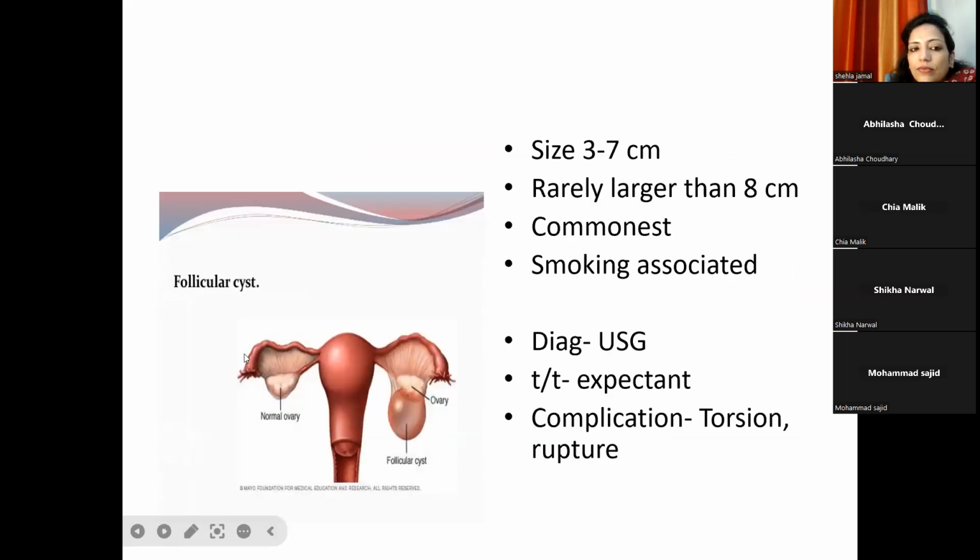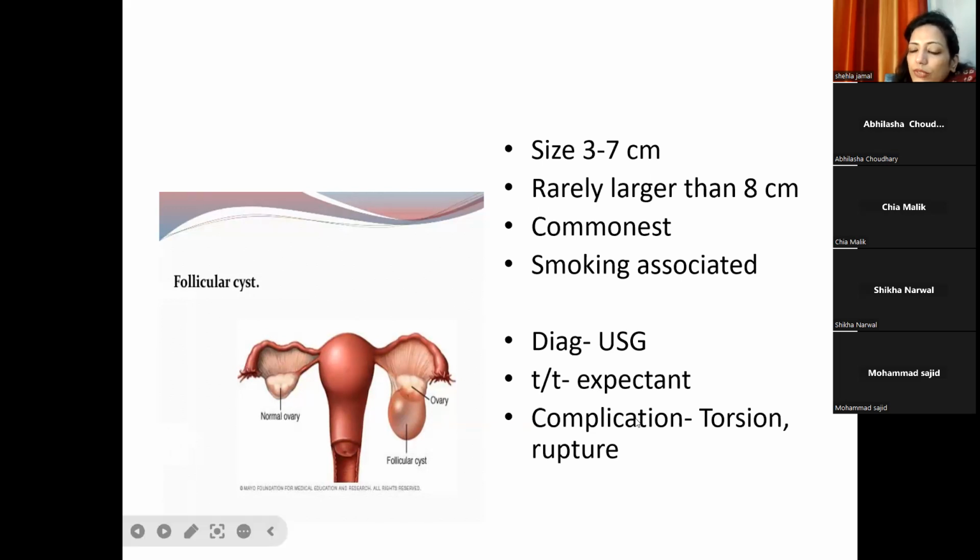सो व्हाट आर द फीचर्स ऑफ फॉलिकुलर सिस्ट? ये 3 to 7 सेंटीमीटर तक ही होंगी, rarely larger than 8 centimeter. These are the commonest in frequency, and they are associated in people who are either smoking or are exposed to smoking. Diagnosis usually by ultrasound. Treatment में कुछ नहीं करना है, expectant management करना है.